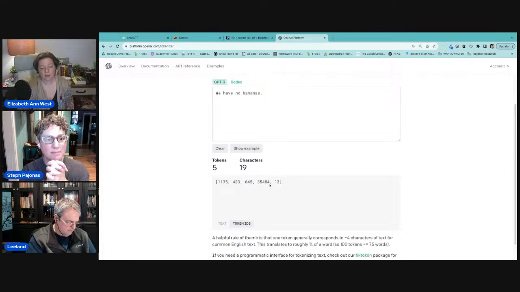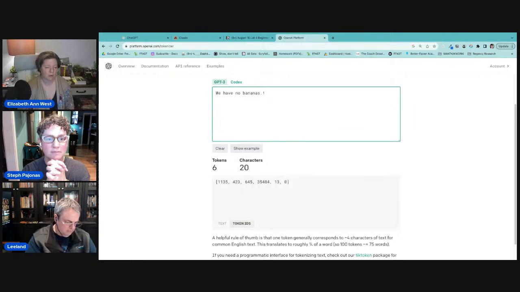And we can see number 13 is a period. If you are curious about what the 0 token is, that is an exclamation point. And if you want to know what the first token is, we have to do a different one. Hold on. Return is 198. And then the open quotes is actually token number 1. Just some really strange trivia there for you.